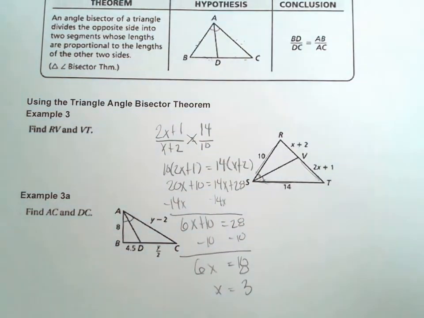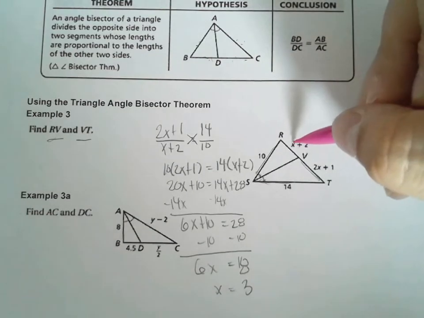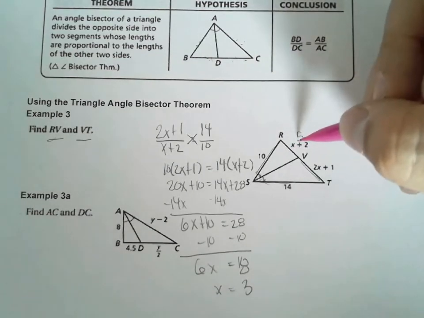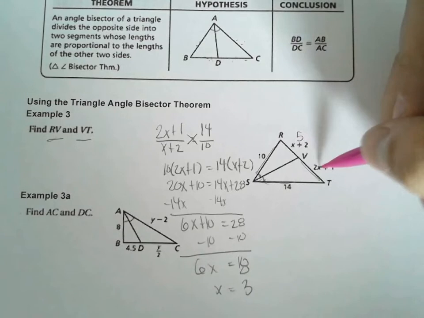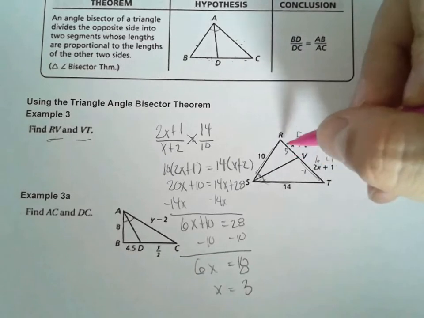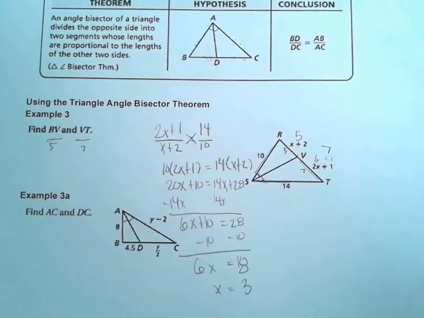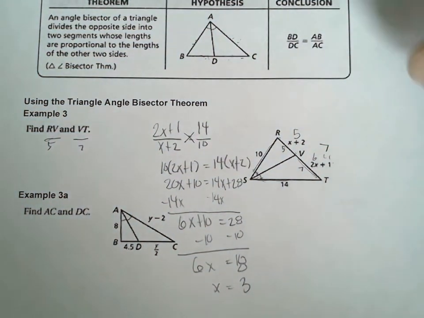Now, it asks for RV and VT, so be very careful. We found x, so make sure you go back in and plug it in. So 3 plus 2 is 5. 2 times 3 plus 1 is 6 plus 1 is 7. So this is 7. This is 5. RV is 5, and VT is 7. And that's all there is to it.